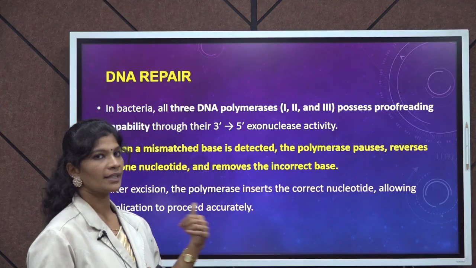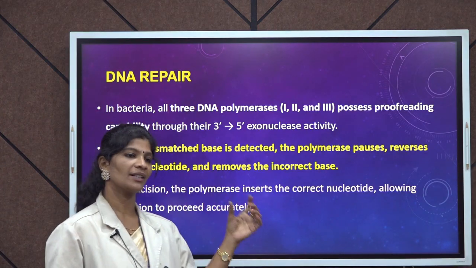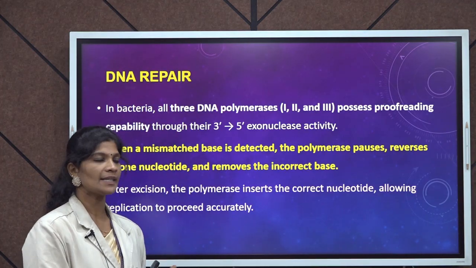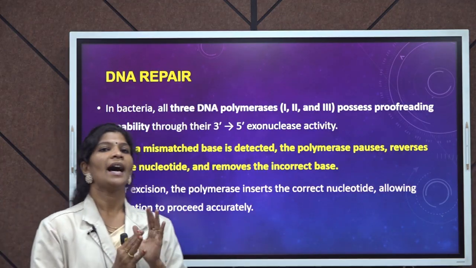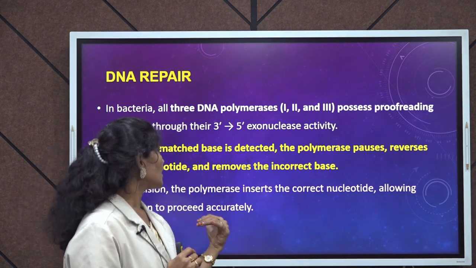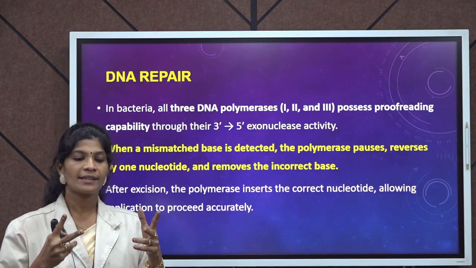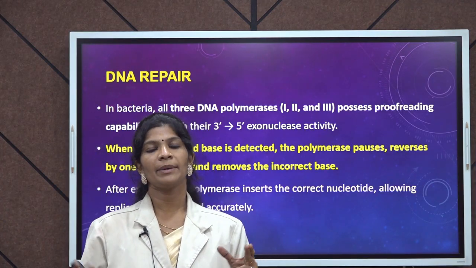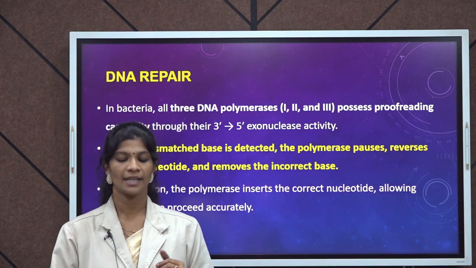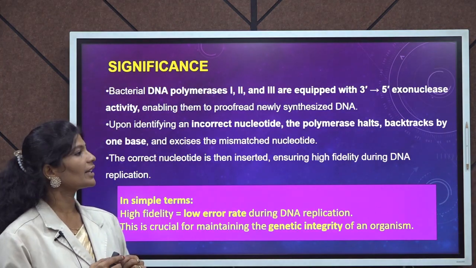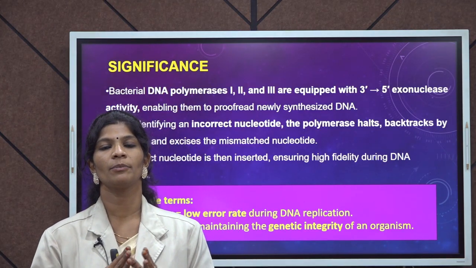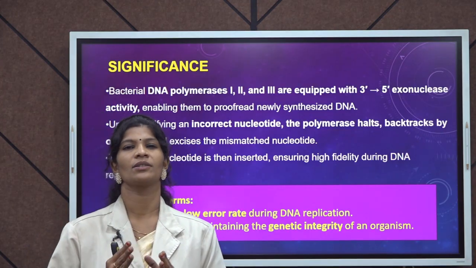What proofreading does is check each and every nucleotide to see whether it is correctly paired or synthesized. When a mismatch is detected by this enzyme, the polymerase pauses, reverses back, removes the mismatch and proceeds along. So, after excision, the polymerase enzyme can excise the mismatched nucleotide and replace it with the correct nucleotide, and it involves DNA ligase to seal it again. The significance of this proofreading activity is, as I said before, that it is very important to maintain the integrity of DNA from generation to generation.